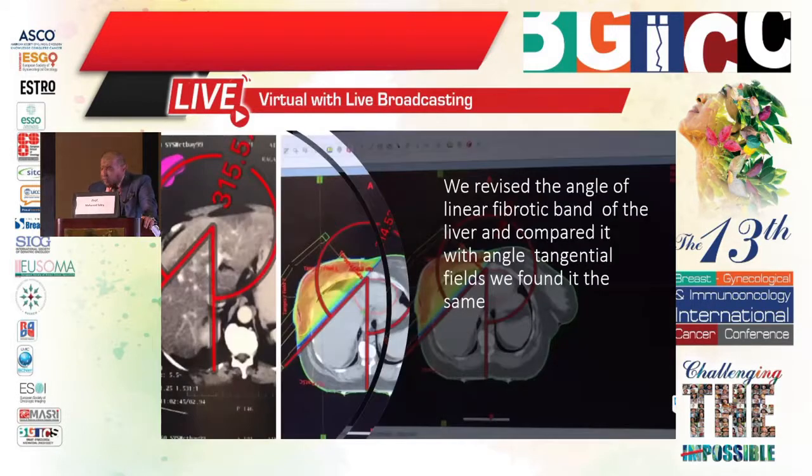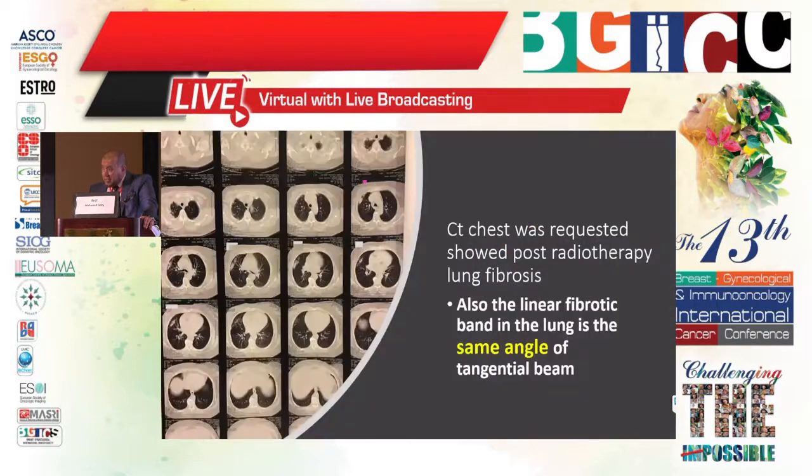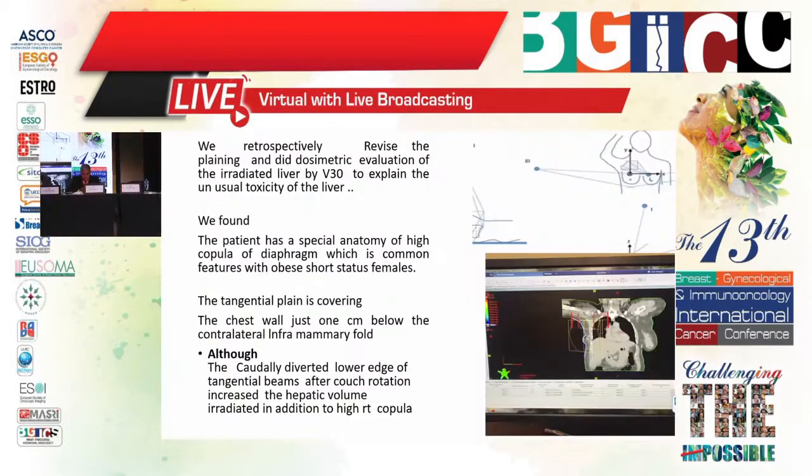We revised our delineation. We found that the angle of this band matches the angle of the tangents, and we also required a CT scan and confirmed that it is a post-radiotherapy effect on the liver. We revised our planning, our field dimensions and the V30 for the liver. We found the patient has a special anatomy of high copula of the frame, which is an uncommon feature in obese and short stature patients.